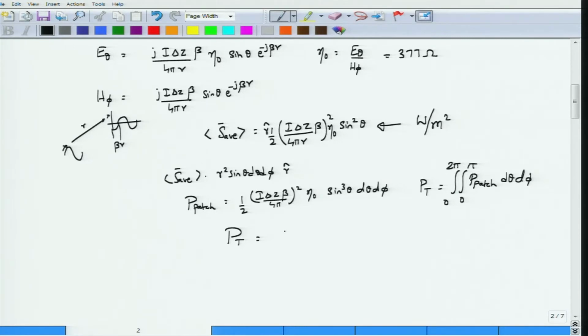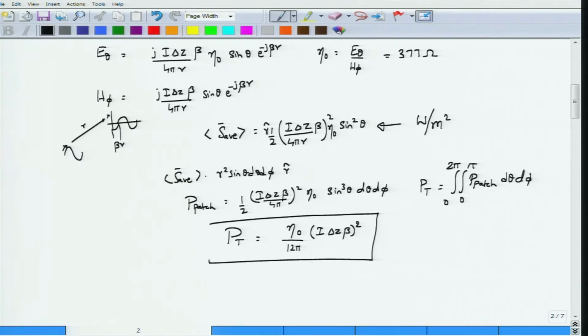I will leave this as a simple exercise of integration for you to do. The power that is radiated is given by eta 0 divided by 12 pi, times I delta z beta whole square. We have of course assumed that delta z is positive, beta is positive, and the current is positive. Even if the current is negative, going along the minus z direction, the power will be independent of the sign of I, because it is I square. This is the total power radiated from the short dipole.